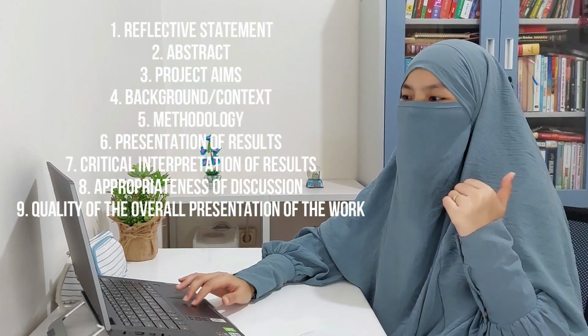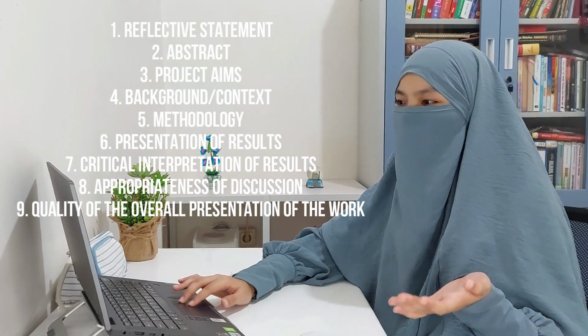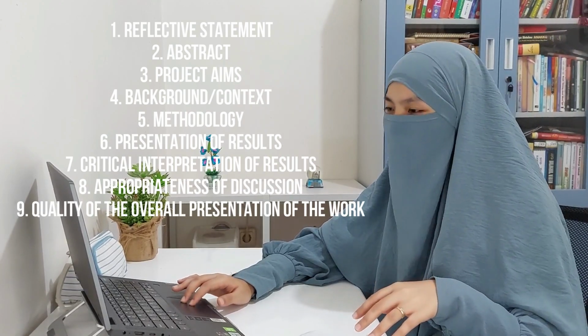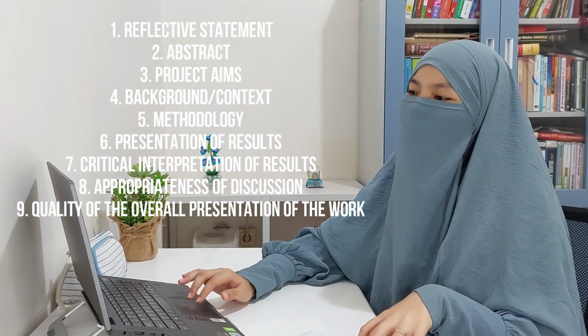There are sections that are assessed for the dissertation. For instance, reflective statement, abstract, project aims, background, methodology, presentation of results, critical interpretation of results, appropriateness of discussion, quality of the overall presentation of the work, and clarity of the argument. For each of these criteria, there are criteria for pass, merit or distinction.